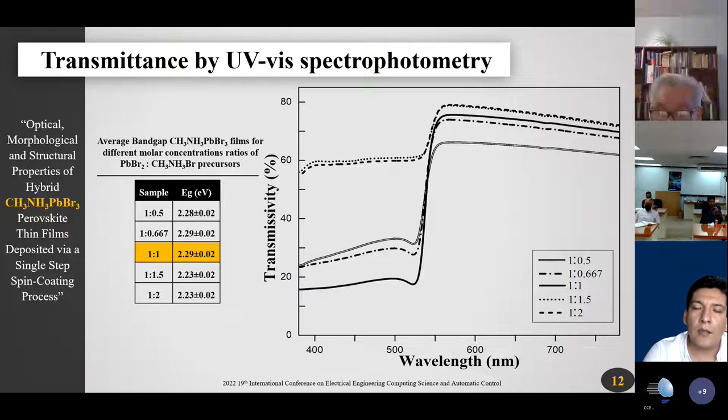But it will be appropriate to carry out more extensive studies in the future to achieve better stability and also better surface morphology for the samples with a concentration ratio lower than one.